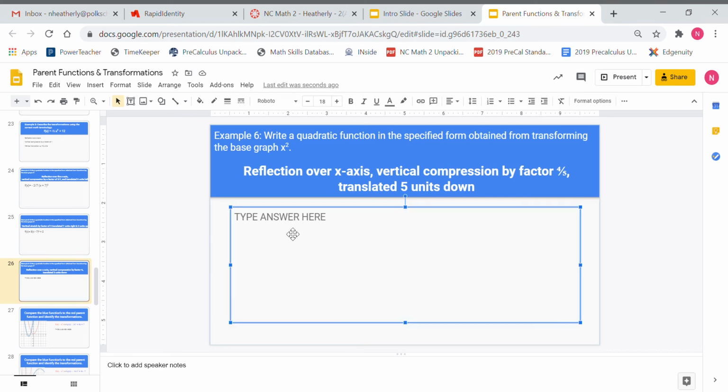Next example, the last one of this kind, so we'll make it a little bit bigger for you. Reflection over the x-axis, so we'll start with our function, we'll call it f of x. It's a reflection, so we'll start with a negative. We've got a vertical compression of 4/5, and it's translated down, so we won't have any parentheses, it'll just be x squared minus 5.